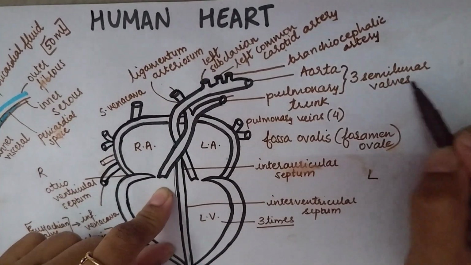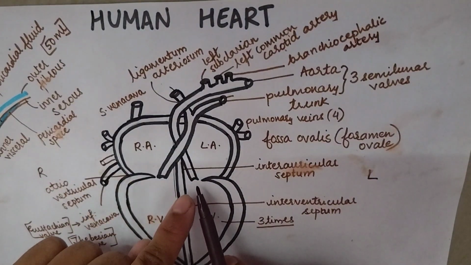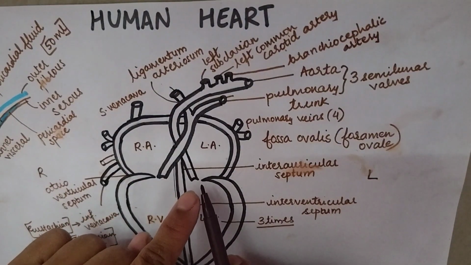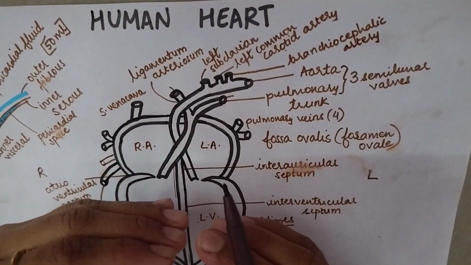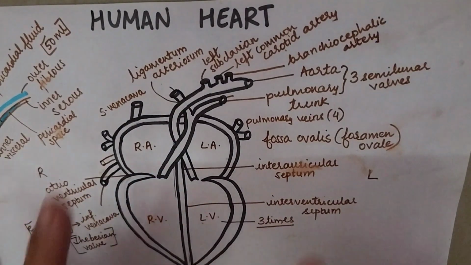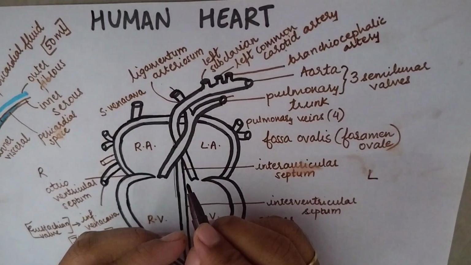So there are three semilunar valves each, three in the aorta and three in the pulmonary trunk. What will these semilunar valves do? They will prevent backward flow of blood into the ventricles. Okay, so two valves here and three each over here.